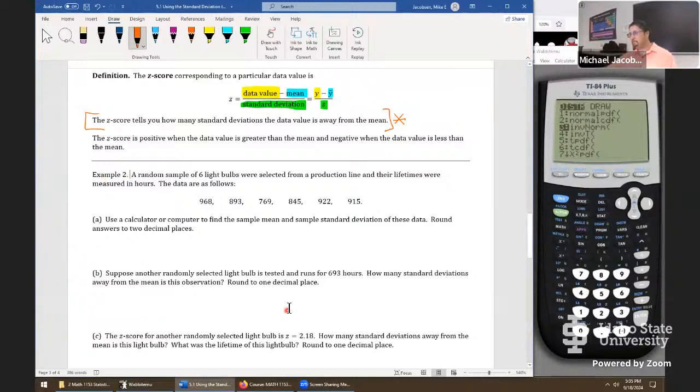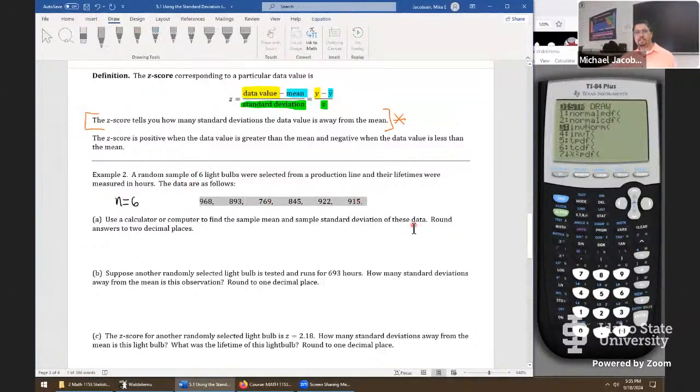This example is kind of boring, looks like just an ordinary math problem, but it gets us right into the formula, working with it directly. We have a random sample of 6 light bulbs. So in this problem, we have a sample size n equals 6. They were selected from a production line and their lifetimes were measured in hours. So here are all the light bulbs.